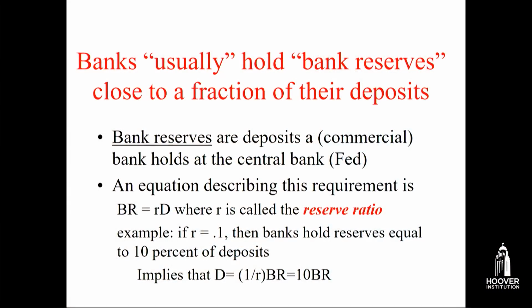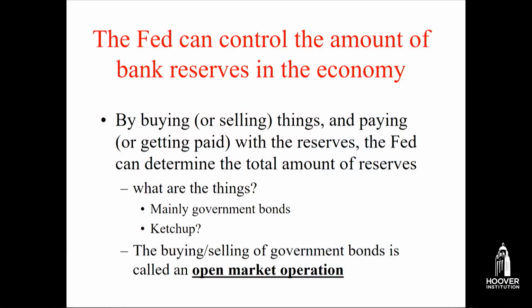So if the Fed can just determine the amount of bank reserves, and if little r is constant, then it can control deposits as much as it wants, and therefore it can control the money supply as much as it wants: currency by printing, and deposits by controlling the amount of bank reserves. So how does the Fed control the amount of bank reserves? Well, bank reserves are just deposits that banks have at the Fed. So it controls that by altering the amount of reserves in the economy.